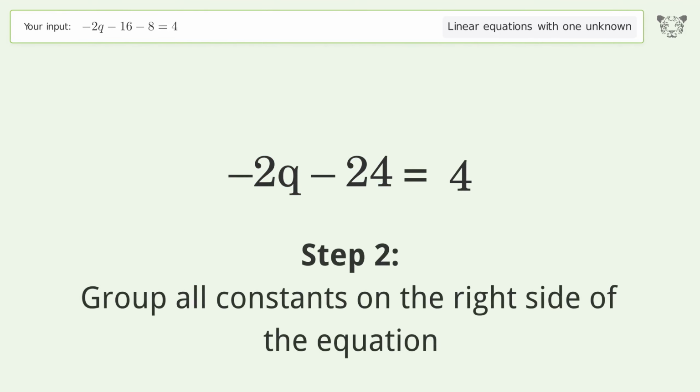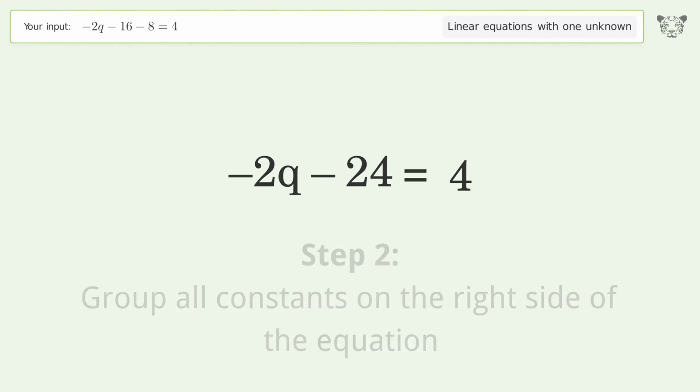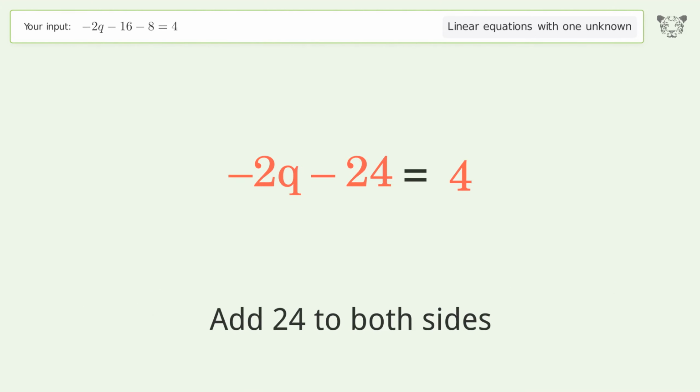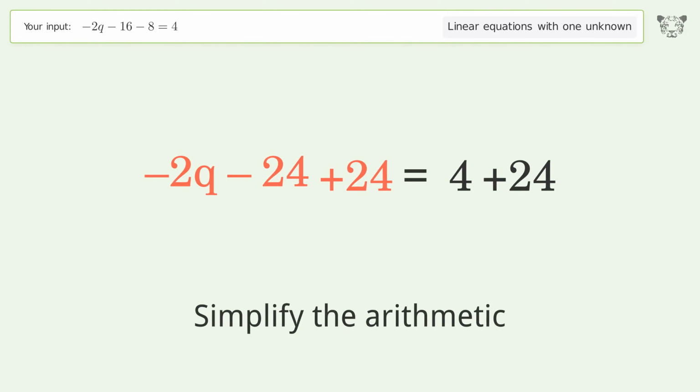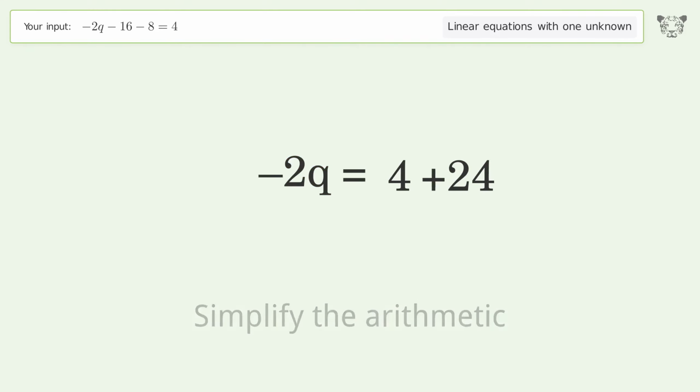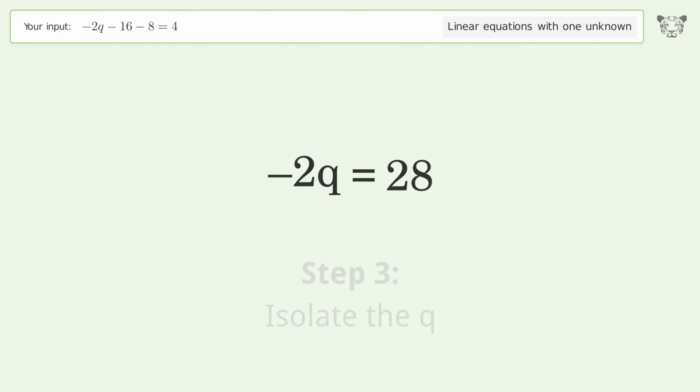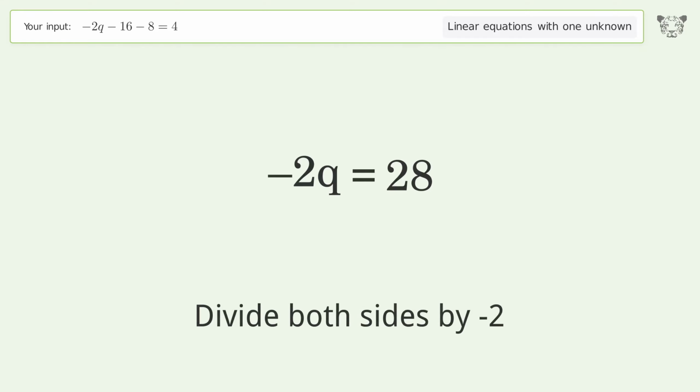Group all constants on the right side of the equation. Add 24 to both sides. Simplify the arithmetic. Isolate the q. Divide both sides by -2.